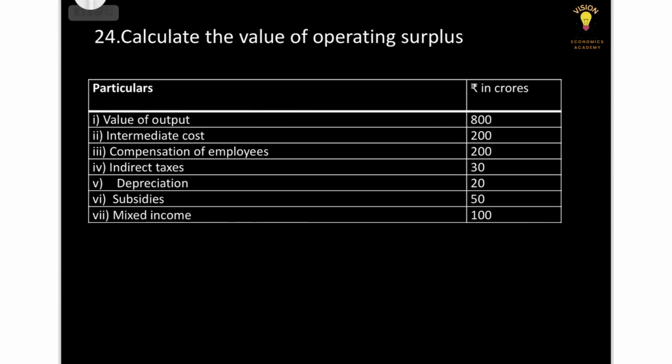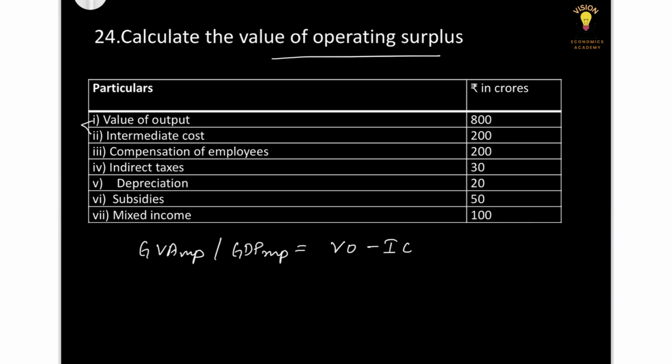Now the next question asks us to find the value of operating surplus again. Here the question is slightly different. Value of output and intermediate cost is given. So GVAMP or GDPMP equals value of output minus intermediate cost. So 800 minus 200 will give us 600. So 600 is GDPMP.